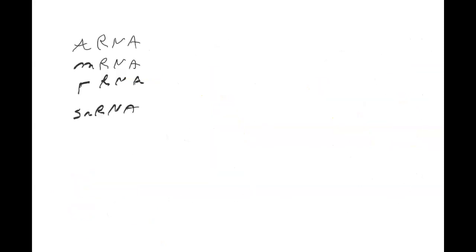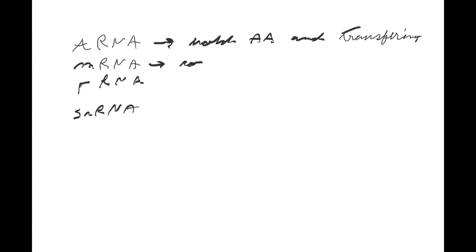Okay, so with the tRNA, tRNAs are for holding the amino acid and transferring it to the ribosome for incorporation to make that polypeptide. The messenger RNA is the code. This is the code for making the protein or the peptide.